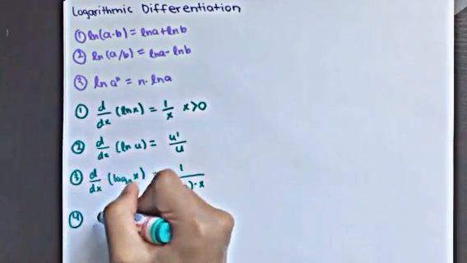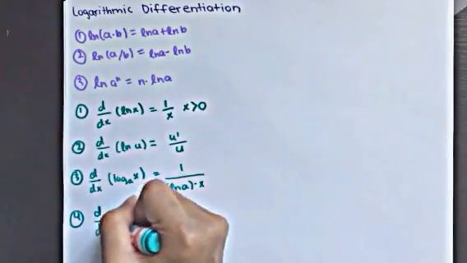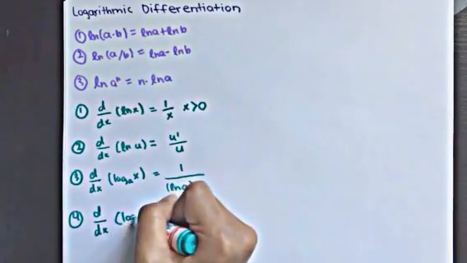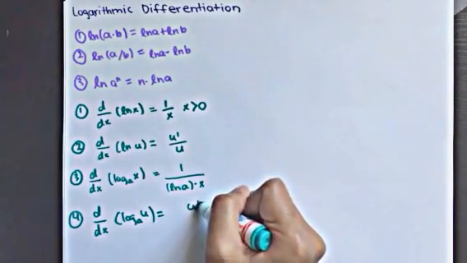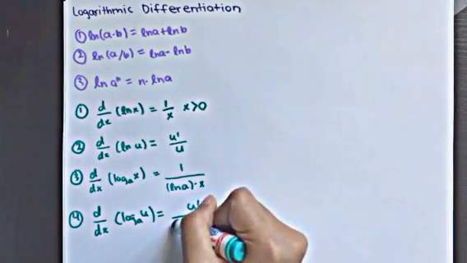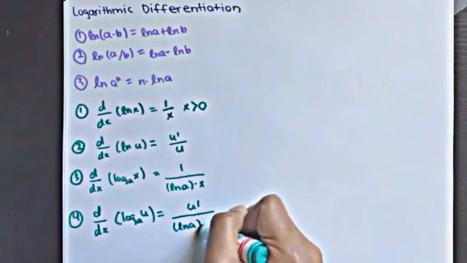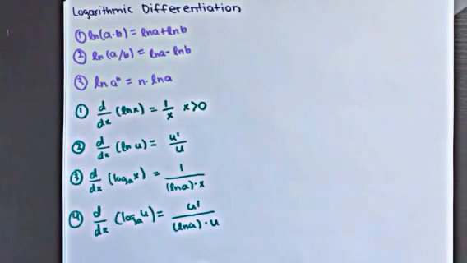And the fourth rule is the derivative of log base a of u, and u is a function, is the derivative of that function all over the natural log of a times u. And then there's just some additional rules that are good to know.